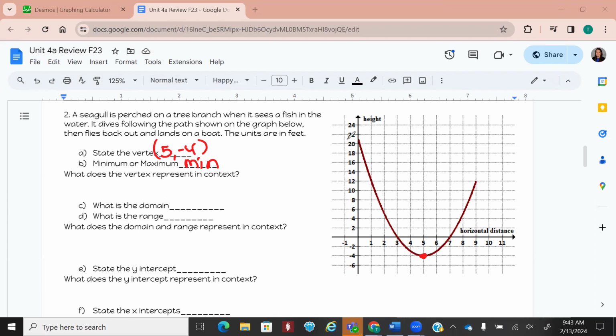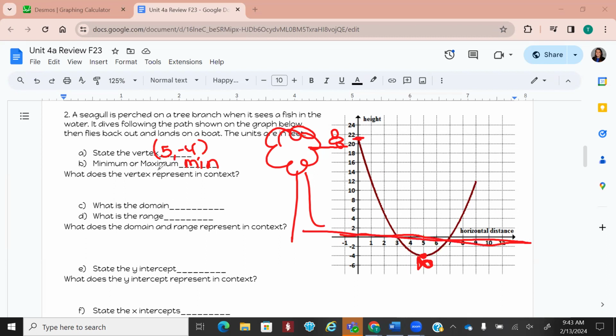All right, so we got this little bird. Don't laugh at my bird picture. Tweet, tweet. All right, and then we got this little fish down here. Look at him. Okay. And this guy is on a tree branch. This is my awesome tree that has some random branch out here. Look at that. So good. Okay, so he's starting at 21. He's swooping down. He's going into the water. Here's my water. Okay. So what does the vertex represent?